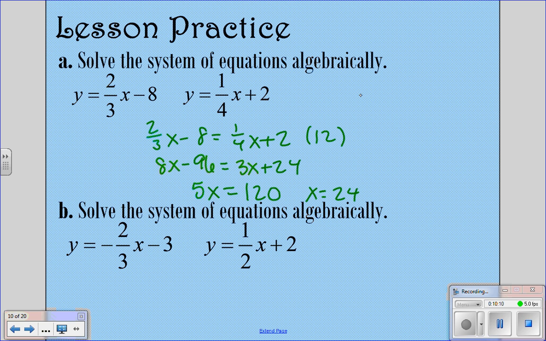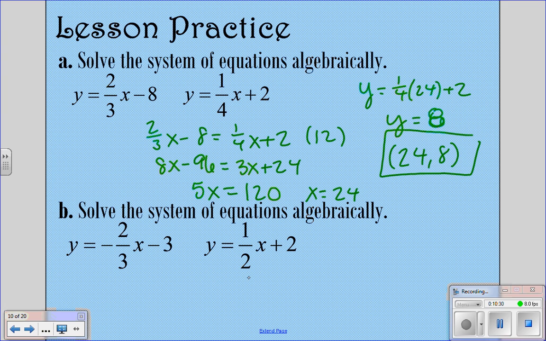Then I'm going to come to the second equation and plug it in. 1/4 times 24 plus 2. So 1/4 of 24 is 6 plus 2 is going to be 8. And so you're going to write your answer. It's an ordered pair, 24, 8.